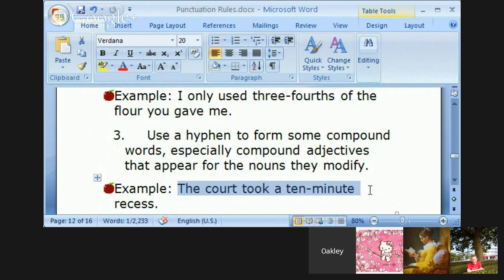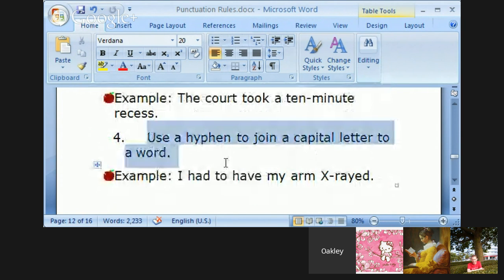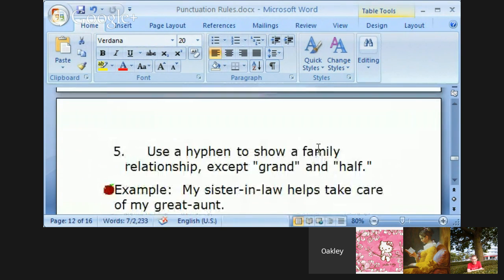Okay, the court took a 10-minute recess. There you go. This word, 10-minute, you're not going to find this in the dictionary, but it's being used, obviously, as an adjective. And the author has just constructed it because it makes sense here, and you could do that in English. There's nothing wrong with that whatsoever. All right. Again, joining, creating words, or I had to have my arm x-rayed. All right, this is rare, but there you go. Okay, pretty simple.